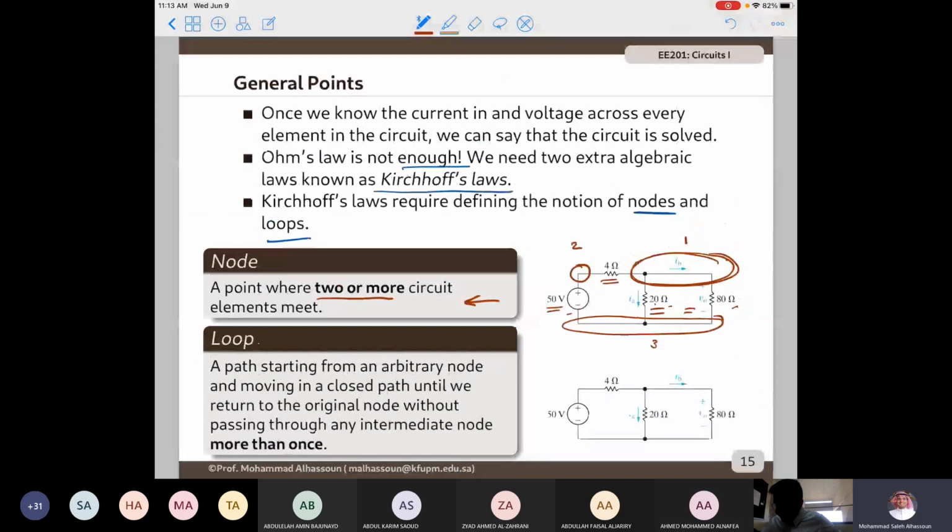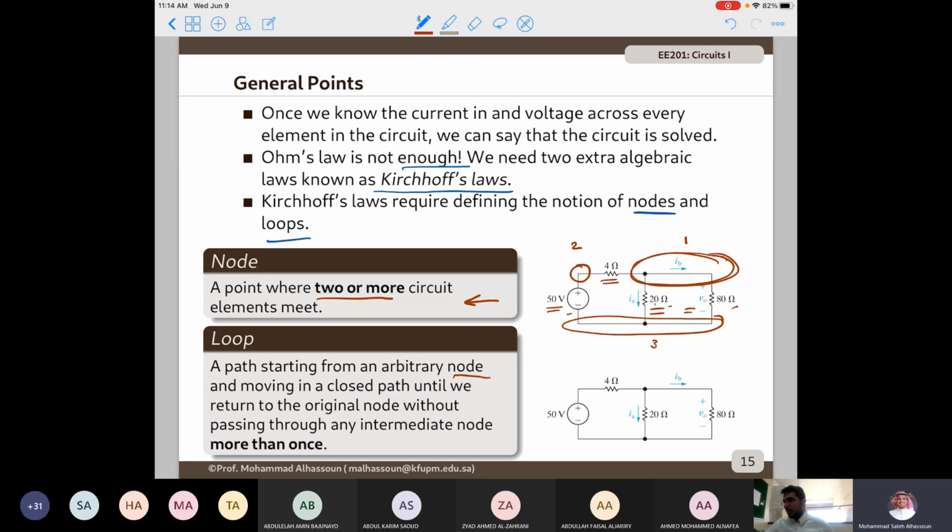So we're going to use the notion of nodes to define Kirchhoff's current law, and another important notion that we need to define is loops. A loop is a path that starts from an arbitrary node. We choose a node here, and we start moving in a closed path until we get back to that node without passing through any intermediate node more than once.